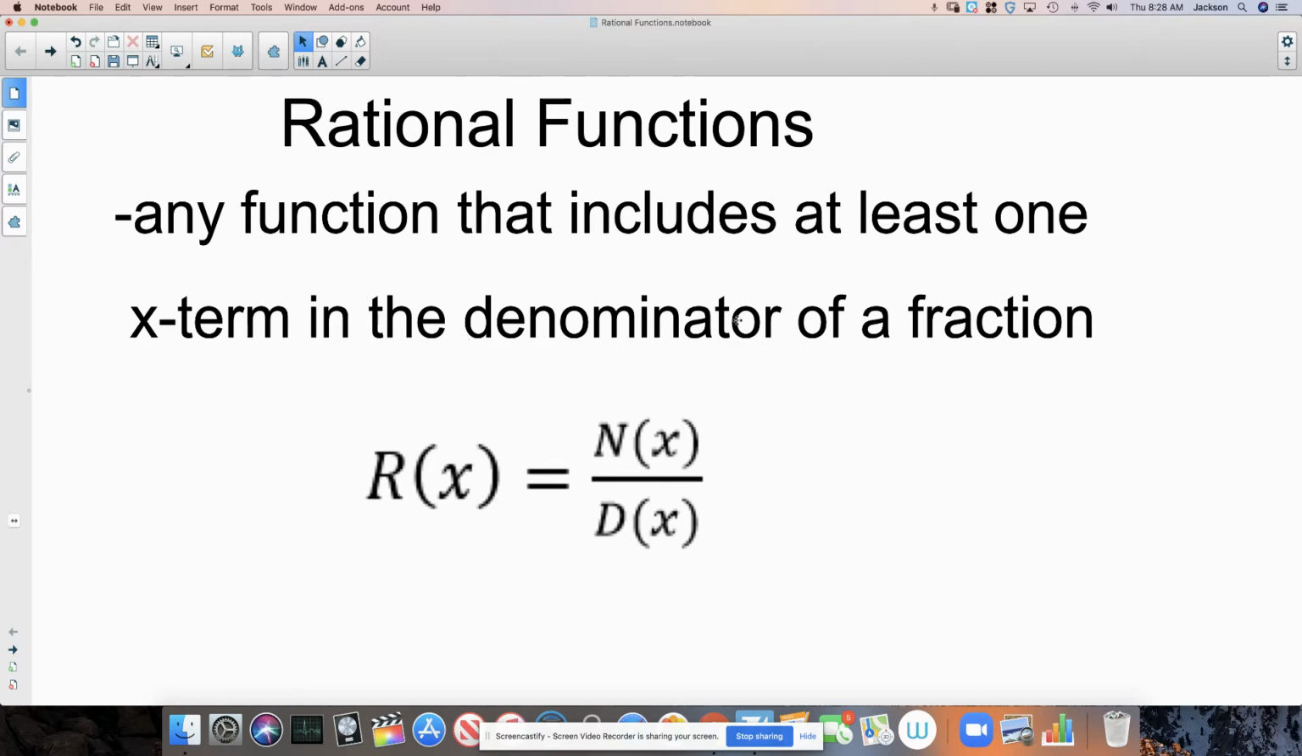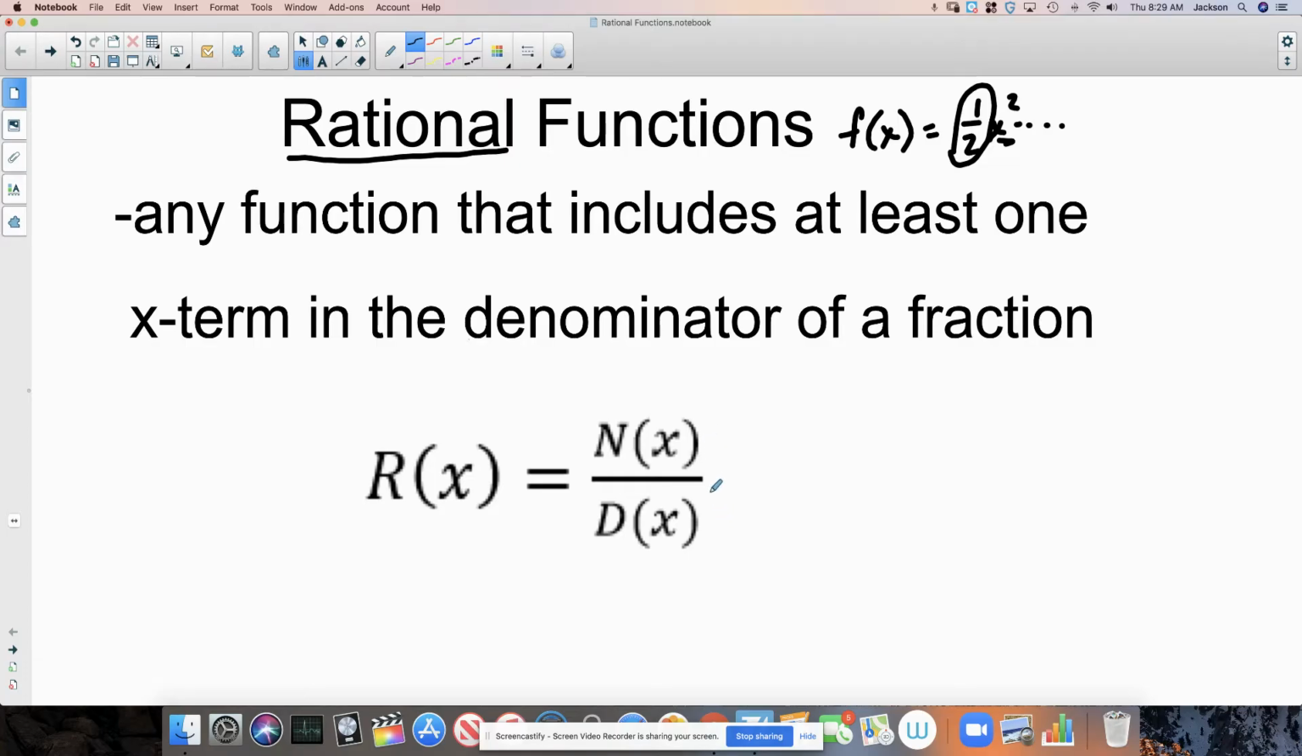Okay, so rational functions. A rational function, the word rational, remember, is a fancy word for fraction, right? Now, the difference between a rational function and a polynomial function with fractions is you can have a polynomial function, right, where you have 1/2 x squared, yada yada yada. There still might be a fraction in here, okay, but the variable itself is not in the denominator. And so that's really the tip off. So a rational function is any function that includes at least one x term in the denominator.